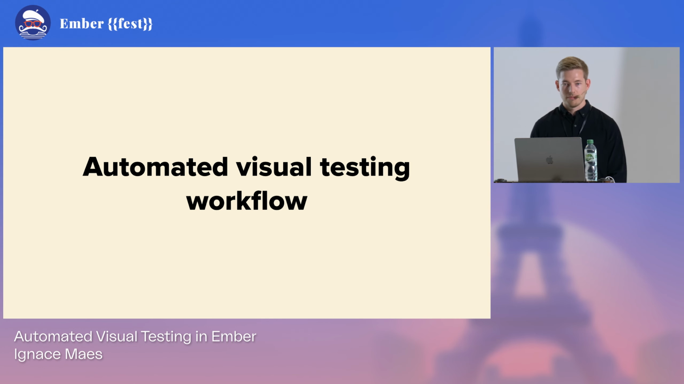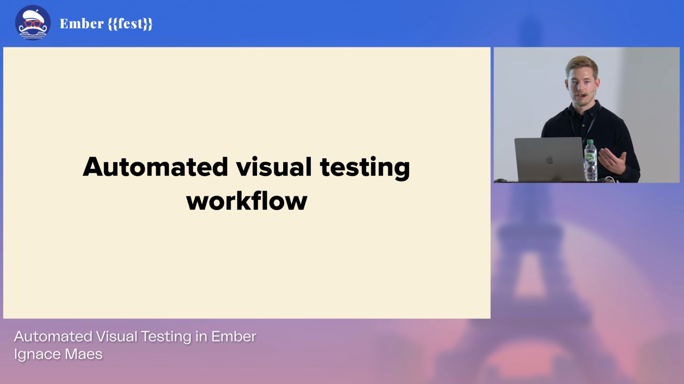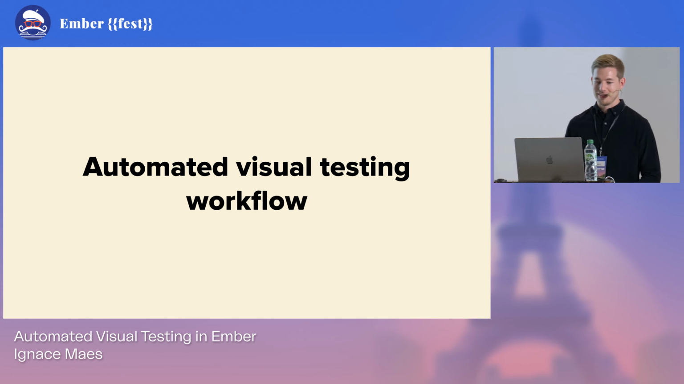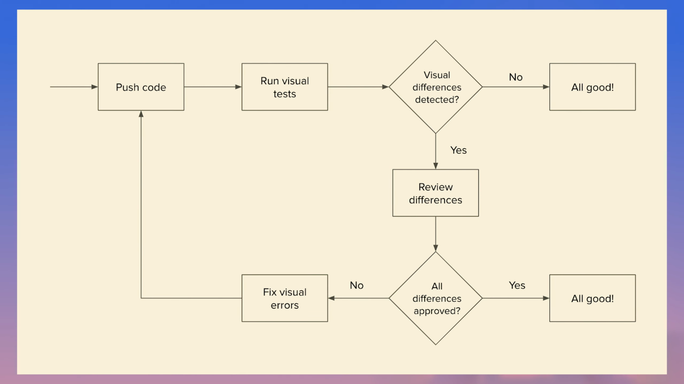All right. So now that we have a structure to actually make visual tests, how does it fit in our way of developing? We still want to avoid those visual errors before we deploy to production. How does it integrate with how we write code? I've made a simple diagram.